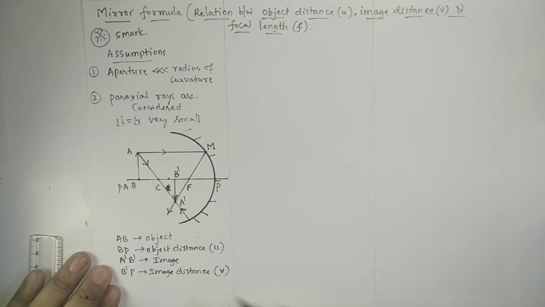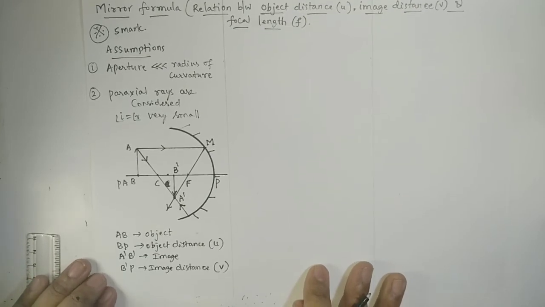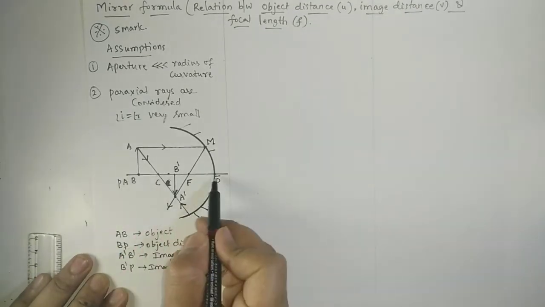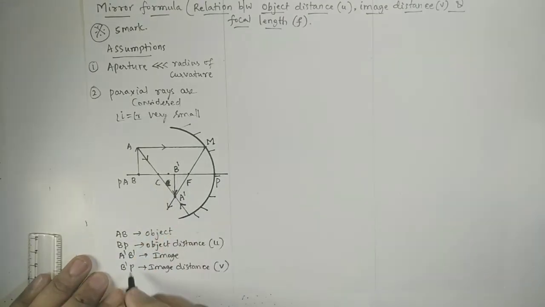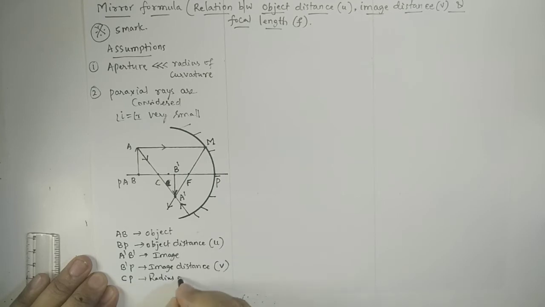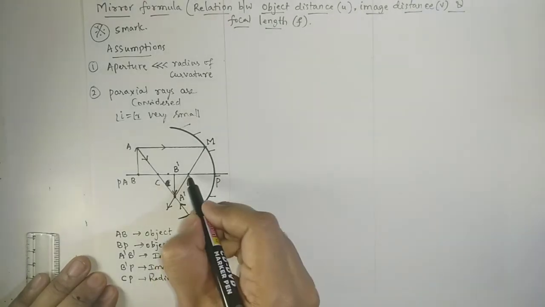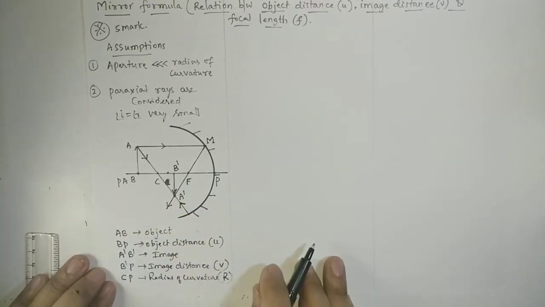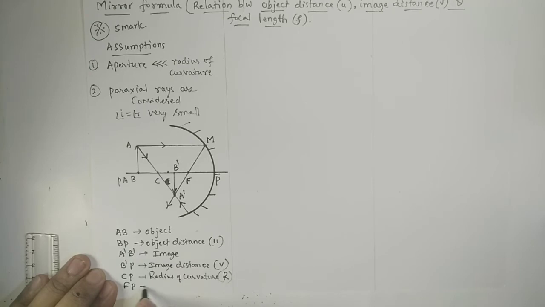Image distance v. In the same way, the distance of the center of curvature from the pole of the mirror is its radius of curvature. So here the distance CP will be the radius of curvature, represented as R. In the same way, the distance of the focus from the mirror is nothing but its focal length. So FP will give you the focal length of the given mirror.